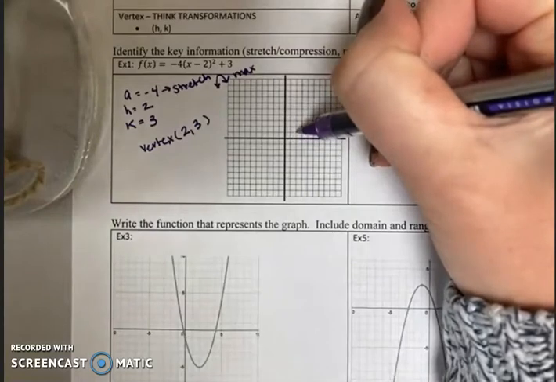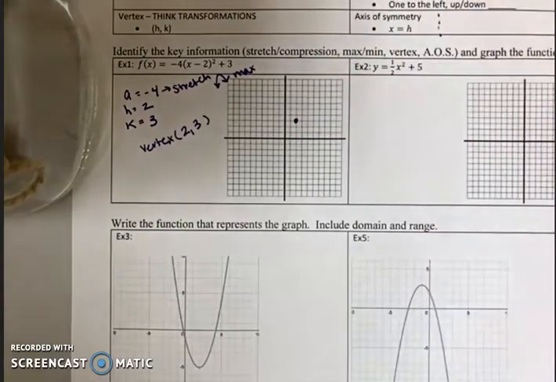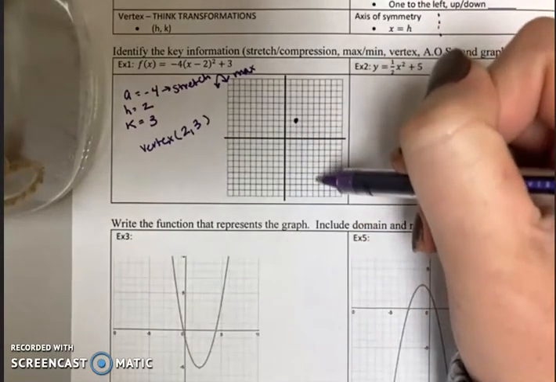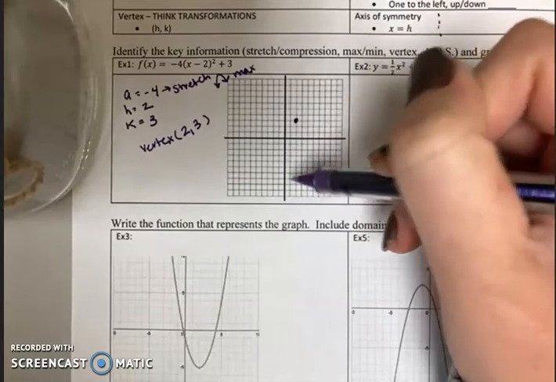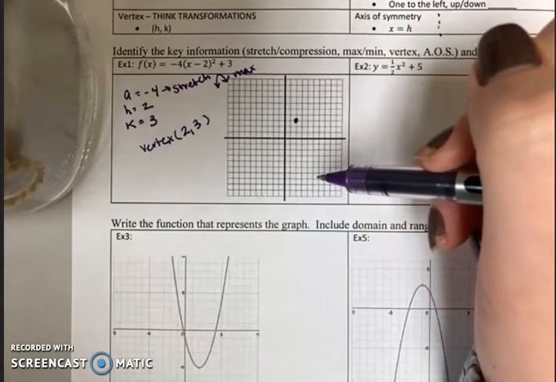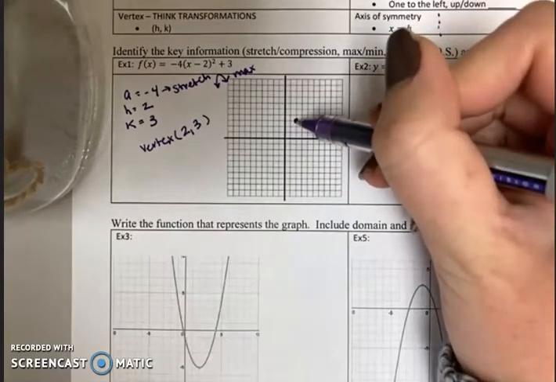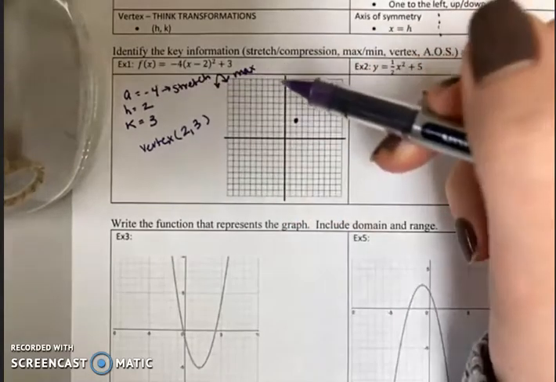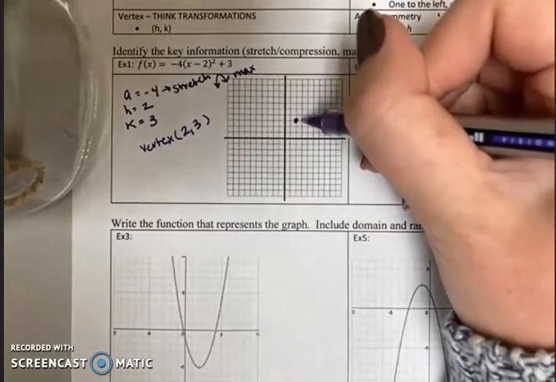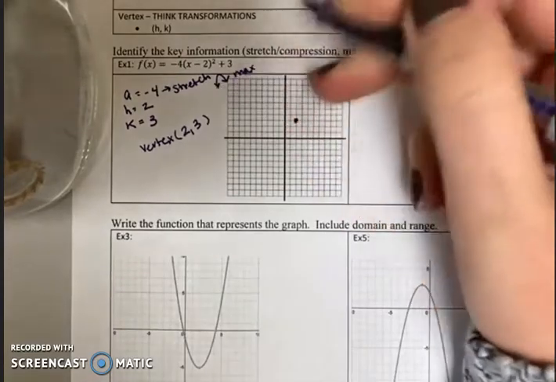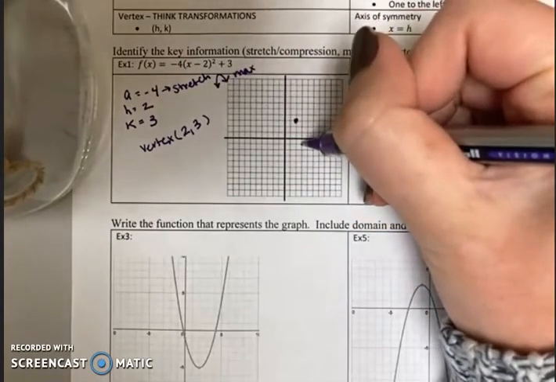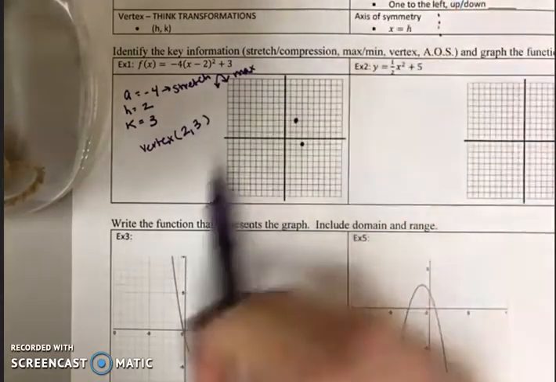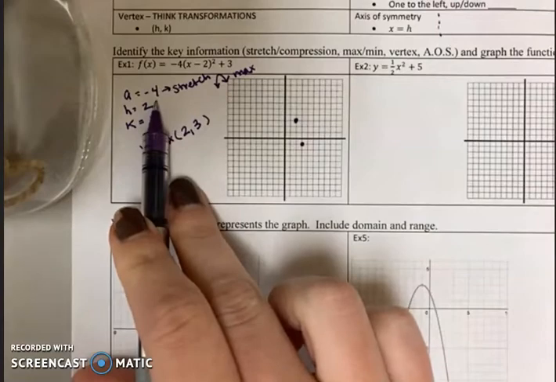Plotting my point, 2, 3 would be right here. I know it's going to open down, but I need to plot some more points if I'm going to be able to draw the graph. For any parabola, you should plot at least 3 points. So I already have one here. To plot my second point, I'm going to use the a value. So I'm going to move right 1, down 4, because I'm opening down 4 units. Okay, I moved right 1, down 4. And again, that's because of my a value. That's how I knew how to move.